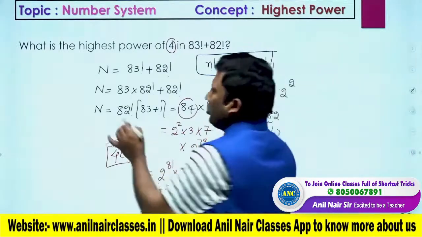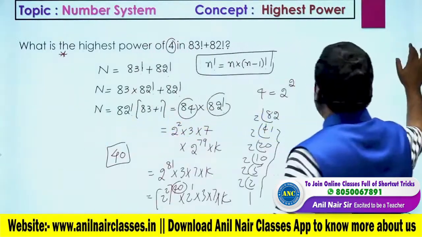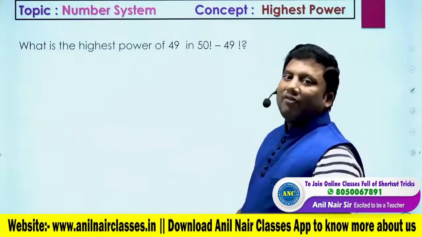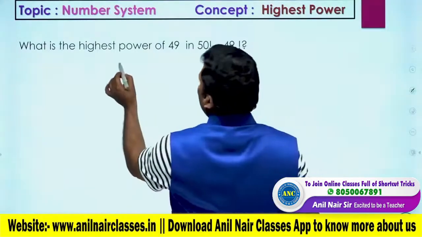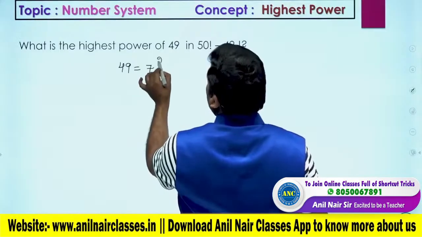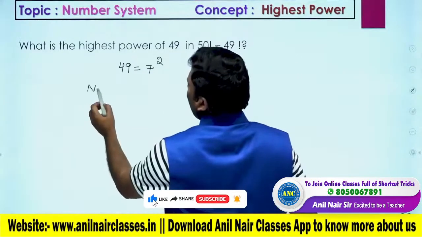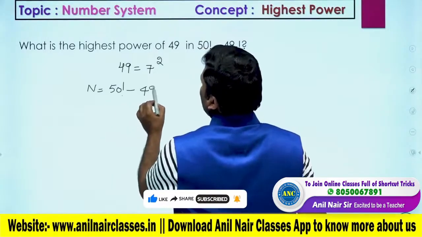Very good question. In session number 1, we did a similar question. Let us see this question: highest power of 49 in 50 factorial minus 49 factorial. Step number 1: 49 is a composite number. It can be written as 7 square. The number given in the question is 50 factorial minus 49 factorial.